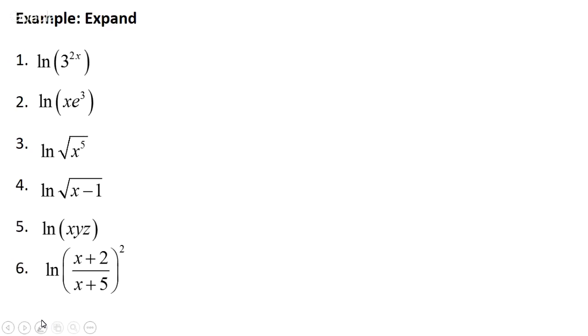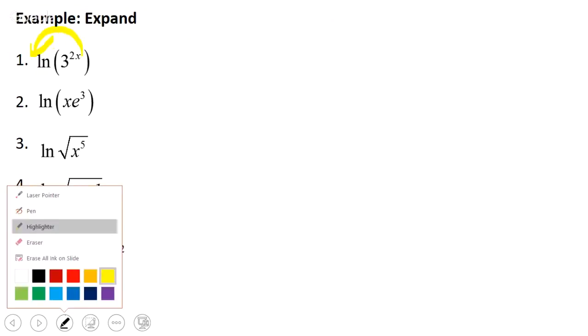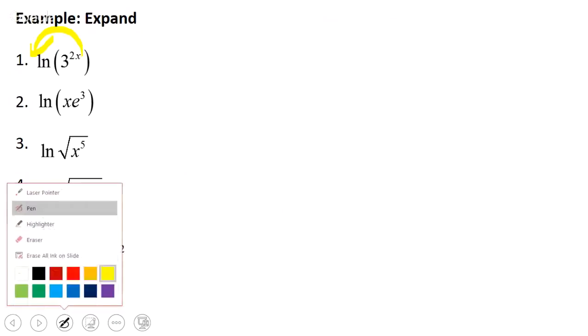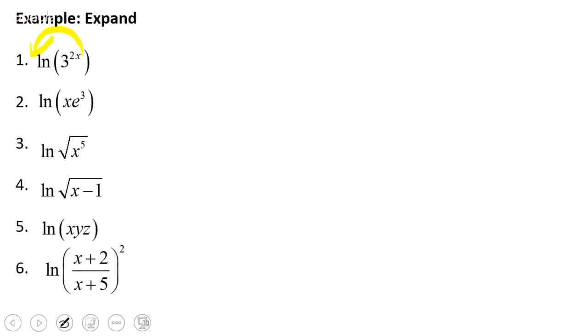So here I have ln of 3 to the 2x. So I have a power, so I can take that power and bring it out in front. So I have the 2x in the front, ln of 3. Remember, ln is that natural log. Ln is base e. So the 2x is out in front.